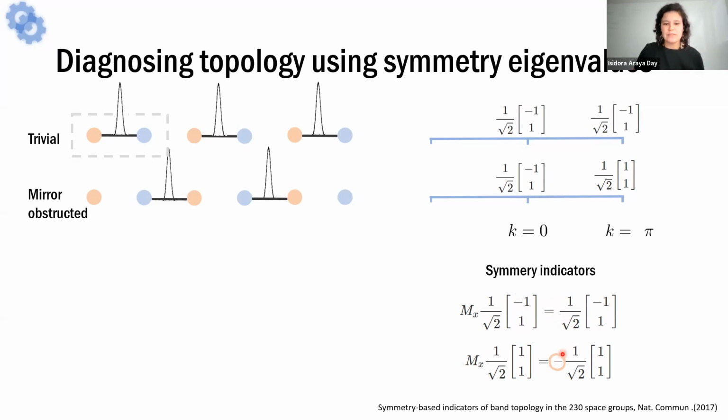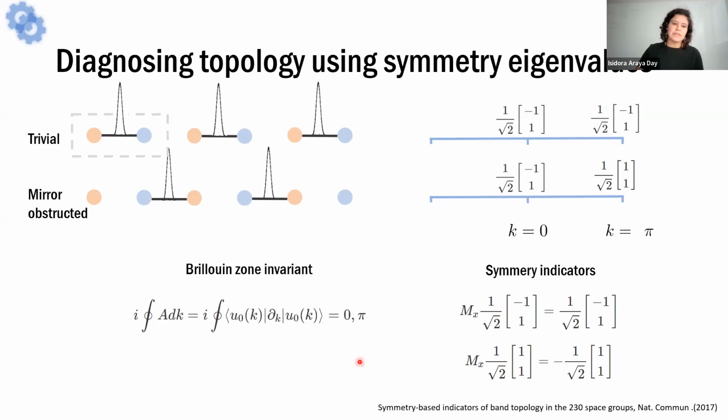So by looking at the eigenvalues, we can tell whether we're in the trivial case, which is the upper chain, or the mirror obstructed one. So only by looking at the symmetry eigenvalues, we can tell what phase we're in. And so this is a minimal way of telling the different topological phases that there are in a symmetry class. But this is only a summary of what happens in the Brillouin zone.